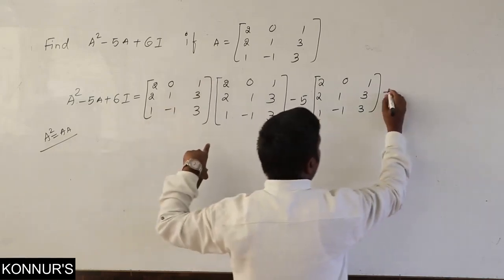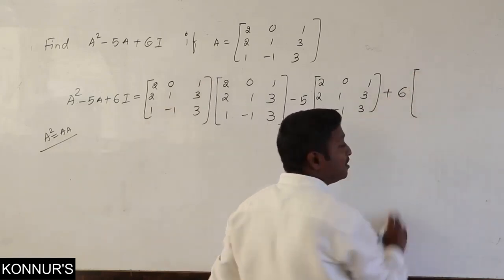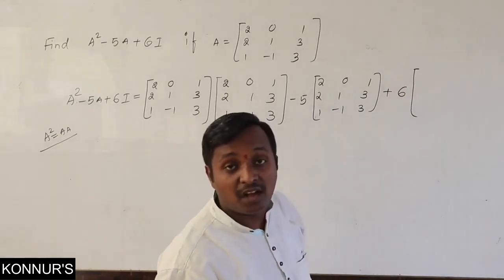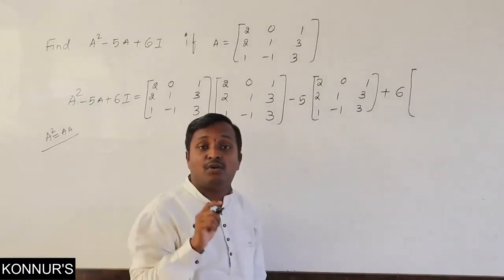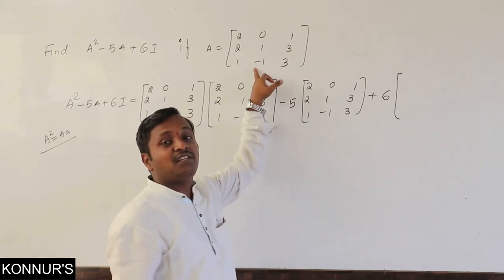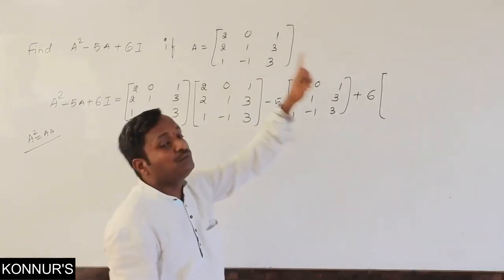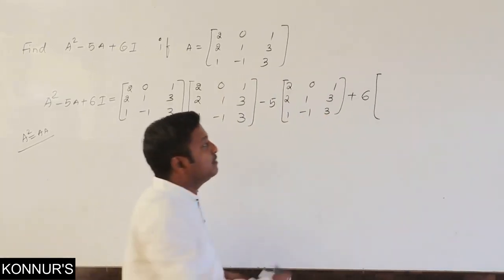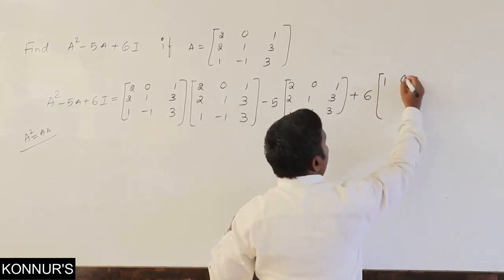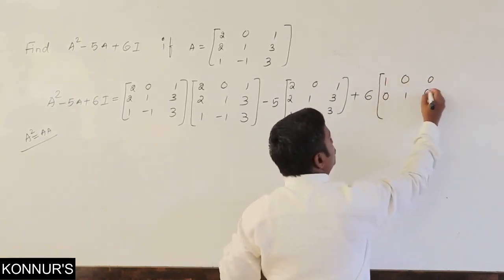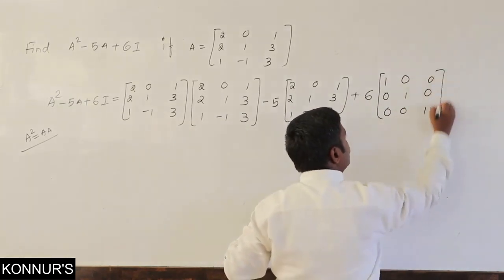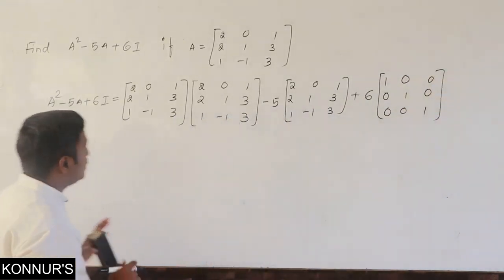Next, plus 6I. What is I? Identity matrix of order 3. If it is order 3, you have to write order 3. If it is order 2, you have to write order 2. Order 3 is there, so I will write 1, 0, 0, 0, 1, 0, 0, 0, 1. Simple way. Now calculate it.